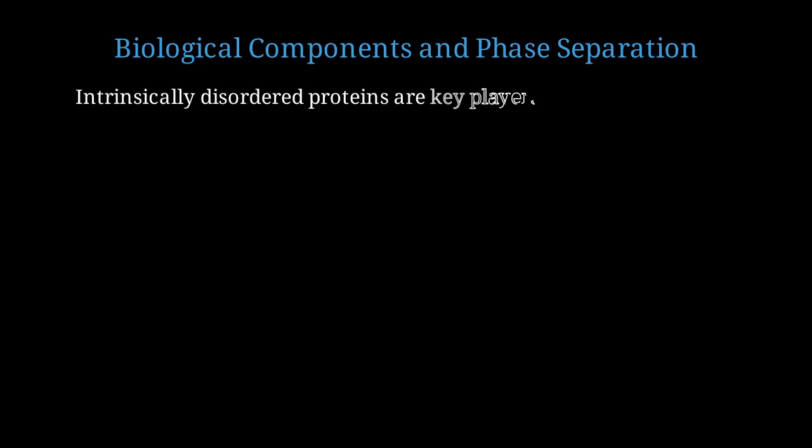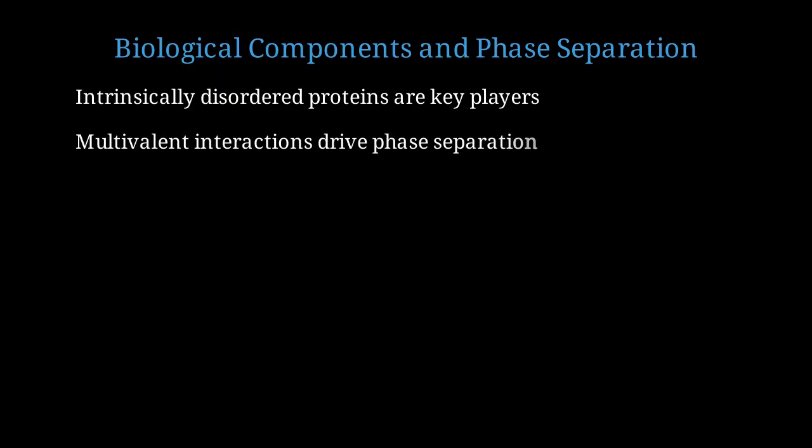Intrinsically disordered proteins, or IDPs, are key players in biological phase separation. These proteins lack stable secondary structure. Phase separation is driven by multivalent interactions, multiple weak interactions between protein domains or between proteins and RNA.